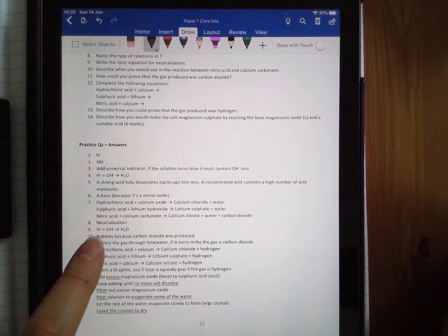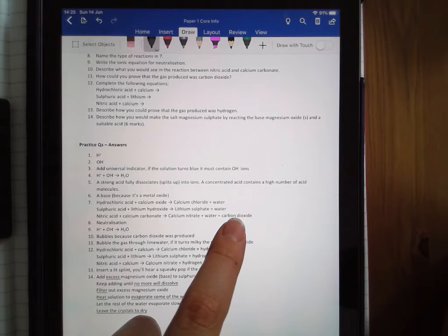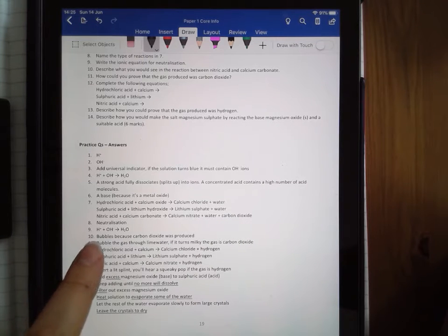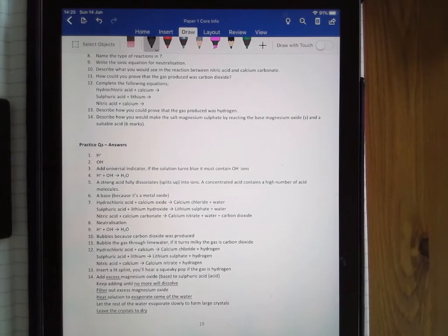And then in number 10, you're asked, what would you see? You would see bubbles because you're forming a gas. And then if you wanted to prove that gas was carbon dioxide, you would bubble that gas through lime water. And if it turns milky or cloudy, then your gas is carbon dioxide.